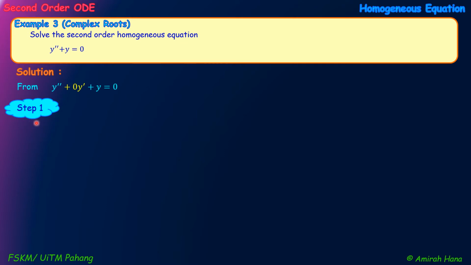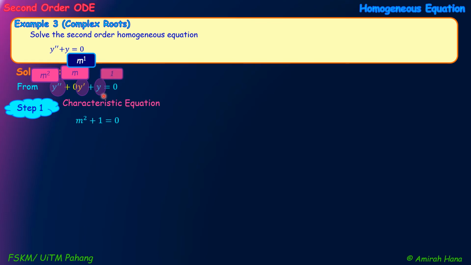Then step 1, we find the characteristic equation, which is m squared plus 1 equals 0. Y double prime we replace by m squared, y prime we replace by m, which is m to the power of 1. But there is no term containing m, so that is why we get 0m here. Then plus y, we replace y by 1, which is m to the power of 0, and then equals 0.